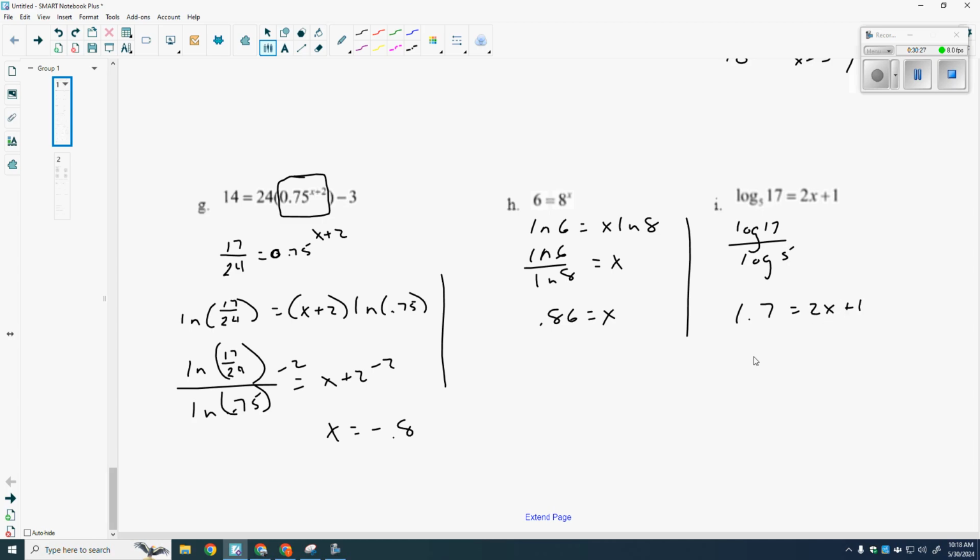And now I'm back to a linear equation. Subtract 1, divide. And this is 0.7, etc. And it actually comes out to be 0.38. It's actually 0.76, etc. I just didn't write it all down. Okay, I think that's the end of page 1.